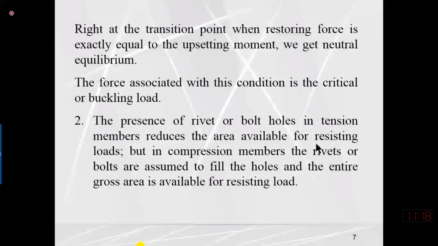Second is the presence of rivet or bolt holes in tension members, which reduces the area available for resisting load. We have seen in our tension member that if we are punching a hole for fastener connection, fastener means rivet and bolt, then it affects the tensile load carrying capacity because punching a hole may trigger rupture failure, but the punching of a hole in a compression member will not affect compressive load carrying capacity.